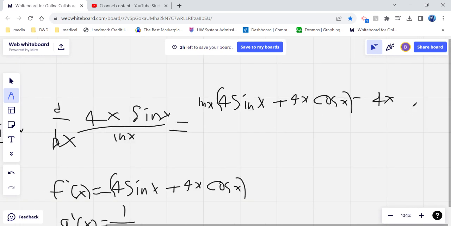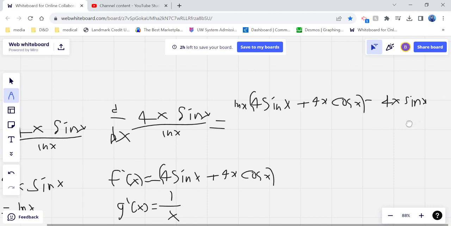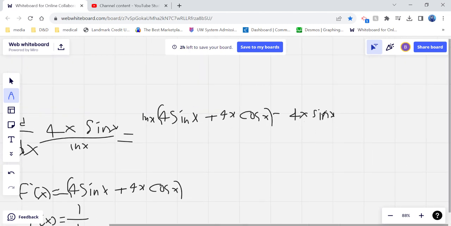4x sine x times d low. So low d high minus high d low, which is 1 over x. Which actually cancels out. So it can help to do a little bit of algebra to make it look a little cleaner. So that x and that 1 over x actually end up canceling out. So we're just left with 4 sine x right there.